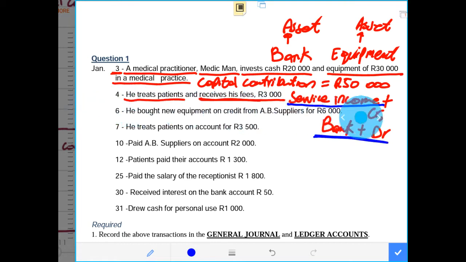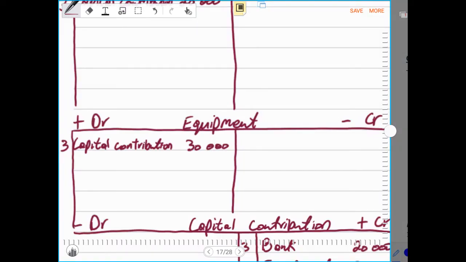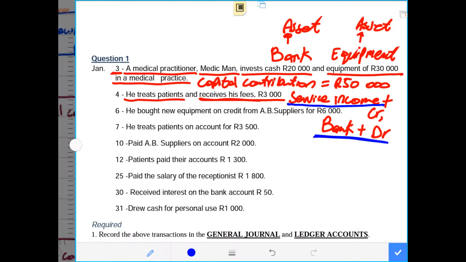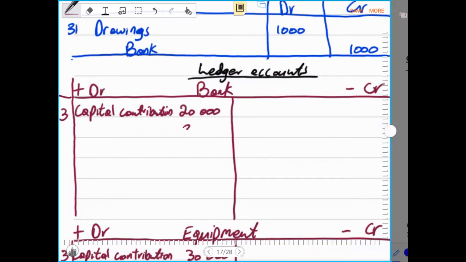So now let us increase our bank by the amount that was received, which is 3,000 rands, just to confirm. Yes, 3,000 rands is the amount that was received from the patient. The reason we received this money is because we rendered service, or this is the money from the service income. Services rendered in the form of treating a patient.